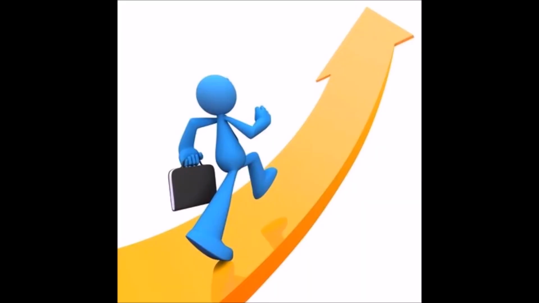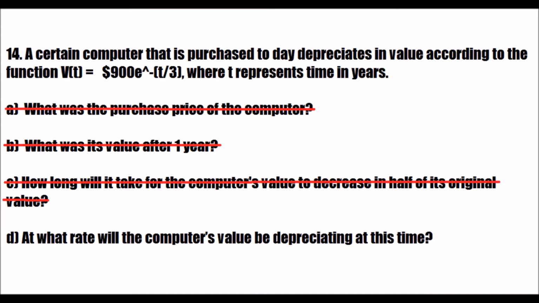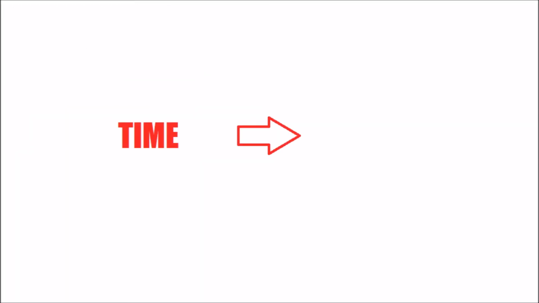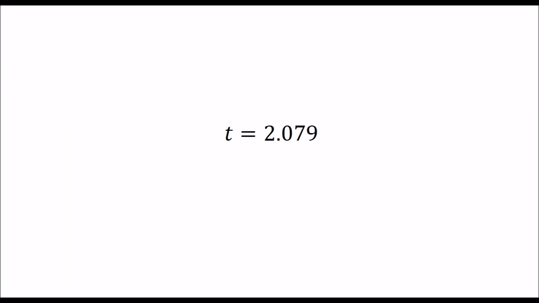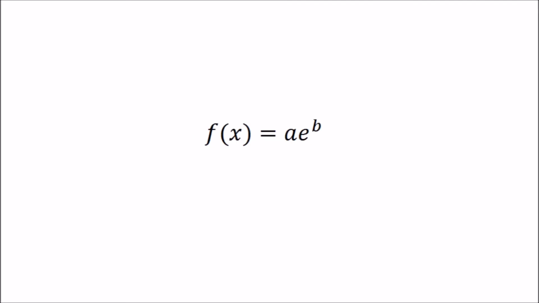That being said, let us commence to part D, which asks us at what rate will the computer's value depreciate at this time. The time that is referring to was found in part C of the question, so t would be equal to 2.079. However, before we substitute anything, you must first find the derivative of the provided equation. The derivative of an exponential function with Euler's constant as a base can be described as the derivative of the exponent times the original function.